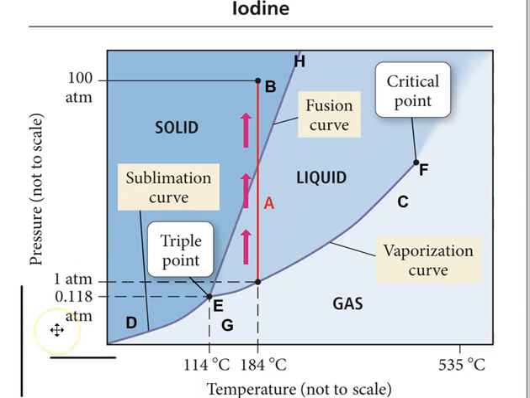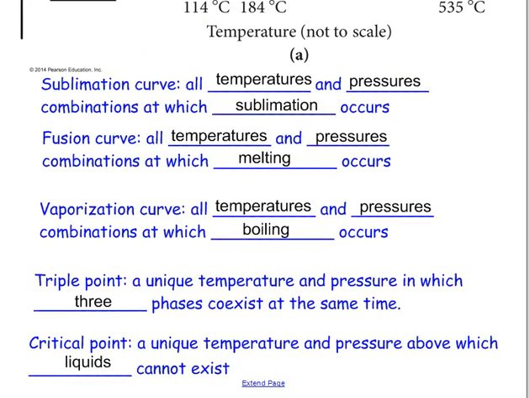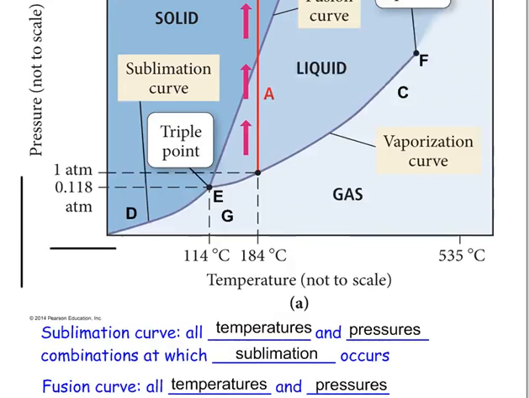So there are several vocabulary words that I want you to be able to know. So let's take a look at those. There's the sublimation curve, the fusion curve, and the vaporization curve. Those are sets of temperatures and pressures at which we will have sublimation or deposition, melting or freezing, and boiling or condensation. So let's take a brief look at those again.